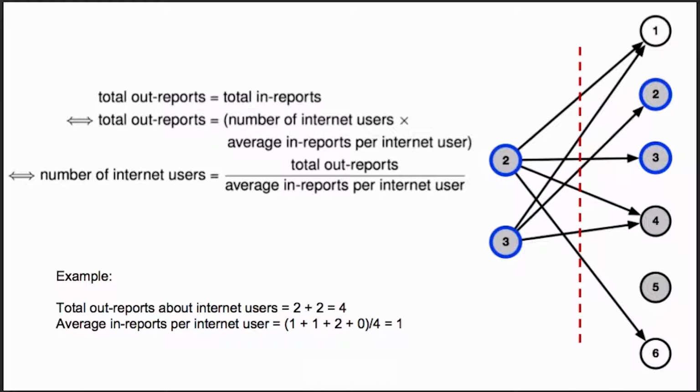So in your example, you divided by 4? Yes, there's 4 internet users. This guy's reported once, this guy's reported once, this guy's reported twice, and this guy's reported twice. Why is it 2 plus 2? Where's the 2? This person reports 2 internet users, and this person reports 2 internet users.